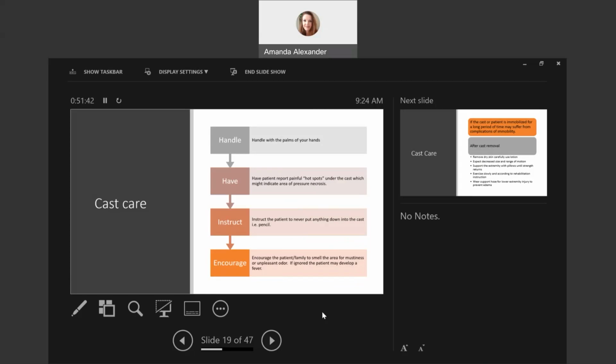So a lot of times the joint below the fracture site is going to be immobilized. If this is the case, you're going to have to teach them ways to utilize the joint above the site to help prevent some muscle atrophy to that extremity. Remember to monitor casts for circulatory impairment, such as pain, swelling, discoloration, tingling, numbness, coolness, and diminished pulse. Notify the healthcare provider if this happens. This could be circulatory compromise.